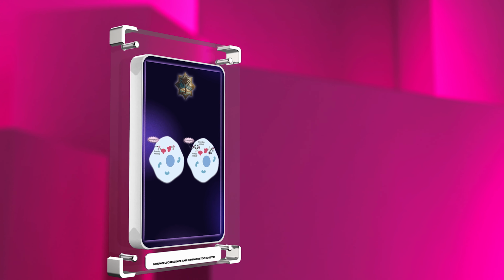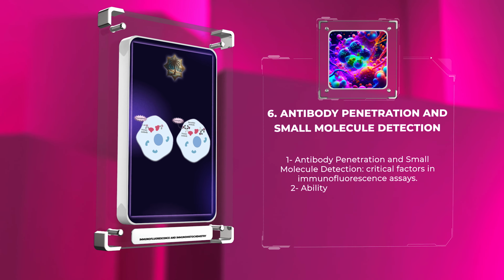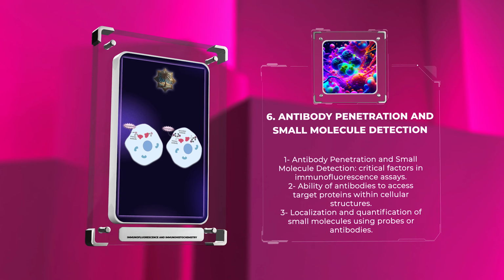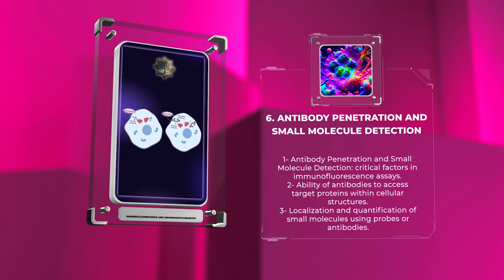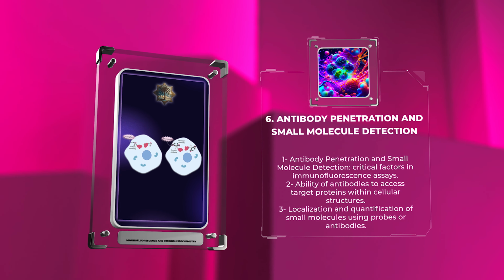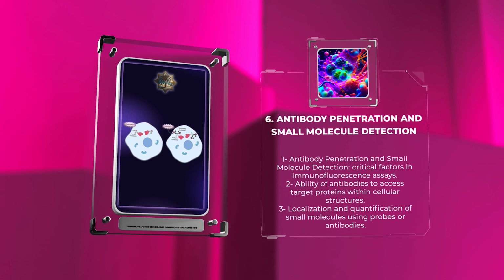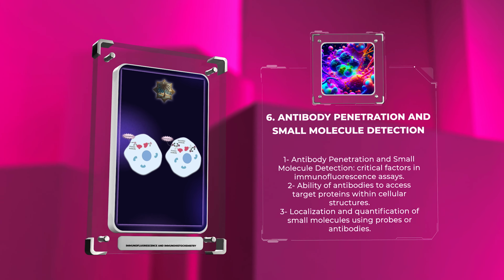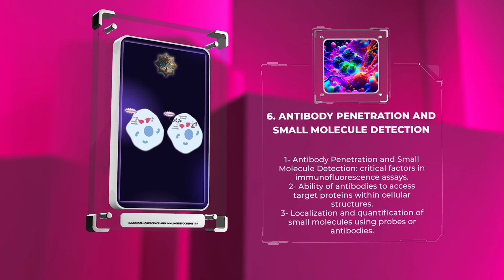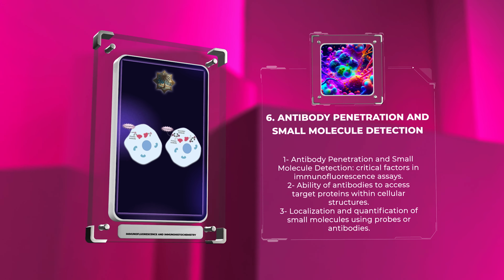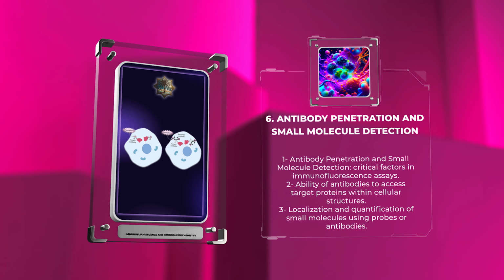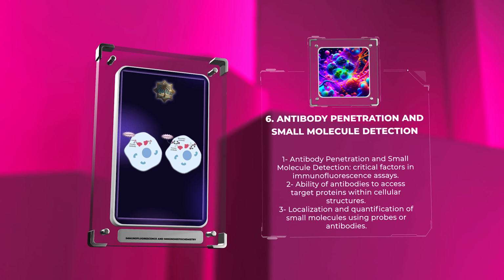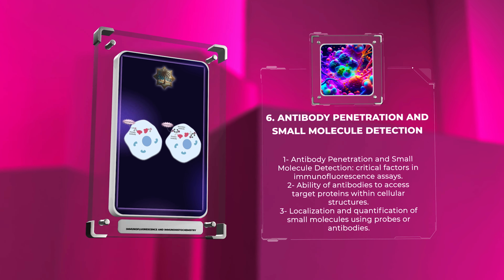Antibody penetration and small molecule detection are critical factors to consider when performing immunofluorescence assays. Antibody penetration refers to the ability of antibodies to access their target proteins within the cellular structures. Small molecule detection involves the localization and quantification of small molecules, such as drugs or signaling molecules, using fluorophore-conjugated probes or antibodies. Understanding the permeability of antibodies and detecting small molecules accurately are essential for reliable and informative immunofluorescence experiments.